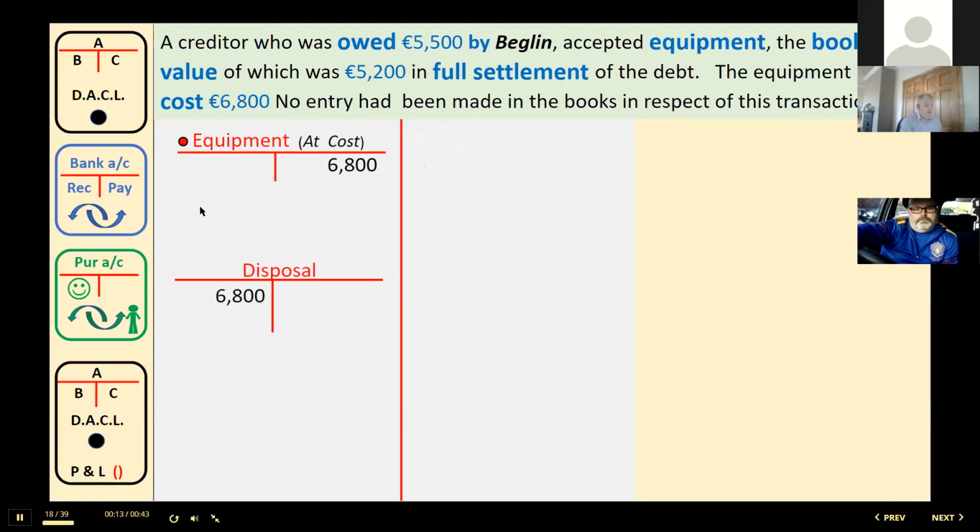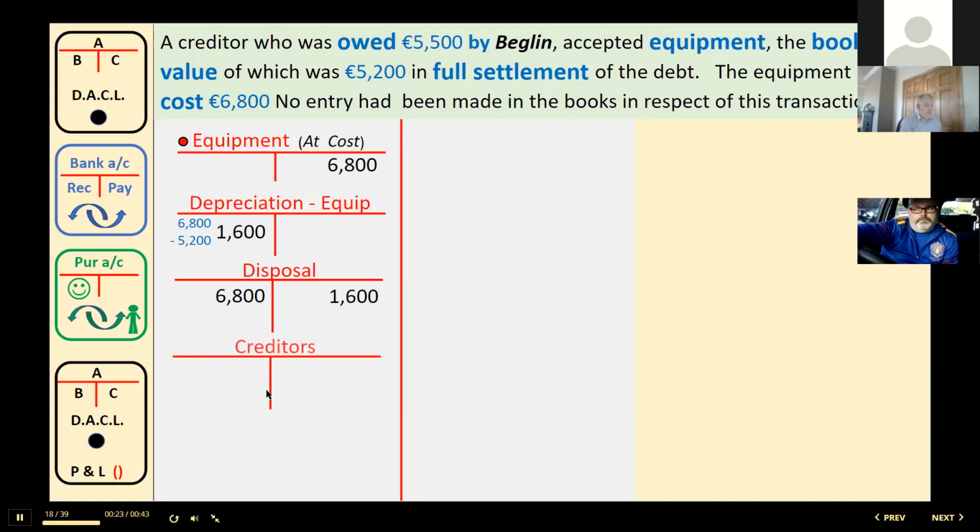We work out depreciation, and we get it out and into a disposal. The creditor receives from the disposal, and in this case, the creditor's bill is coming down by 5.5, so we can have a discount. All right, and the discount is there, and the disposal ceases to exist, it disappears.